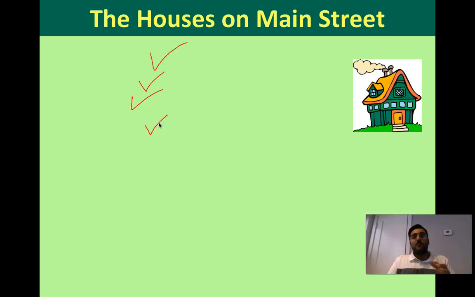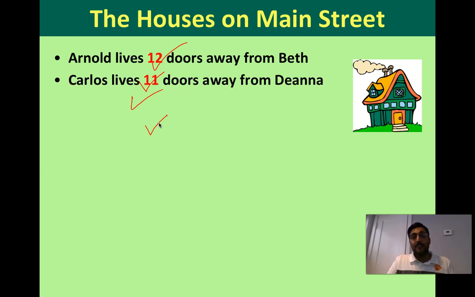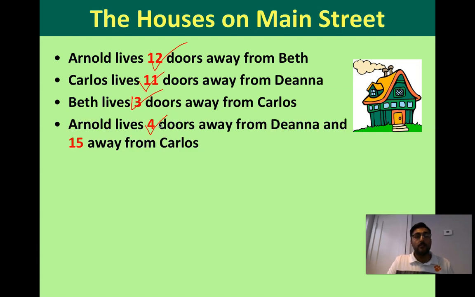Okay, so houses on Main Street. Good example. Kind of convoluted, but it's simple when we do the example. So Arnold lives 12 doors away from Beth. Carlos lives 11 doors away from Deanna. Beth lives 3 doors away from Carlos. Arnold lives 4 doors away from Deanna, and Arnold lives 15 doors away from Carlos. So we've got these statements. That's all they are. They're statements.